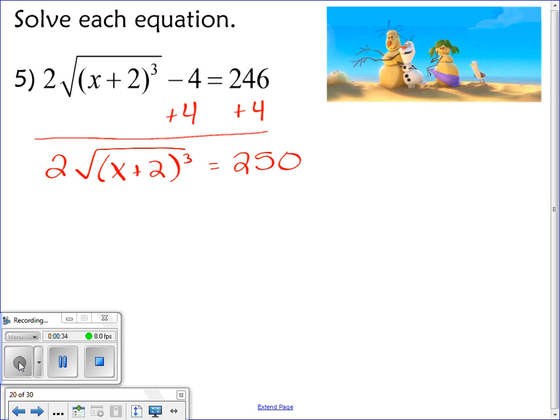All right, so we're trying to get the radical part by itself first, so we have to add the 4. Then what? Good. Divide by 2. The radical needs to be totally by itself. What about from there?